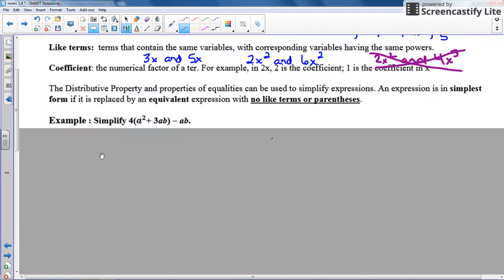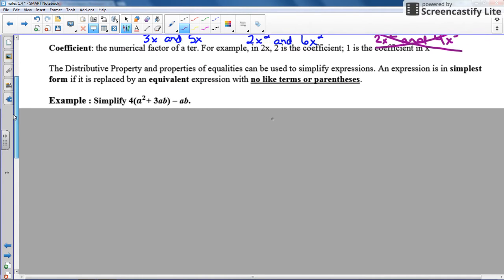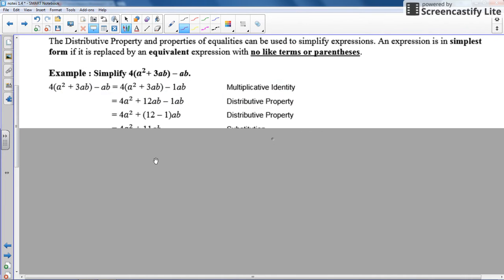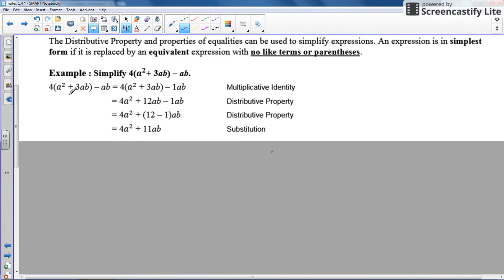So here we're going to look at simplifying an expression using the distributive property. And I didn't write it, I left it all typed out for you. So we're going to use our distributive property, and you can draw the arrows if you want. So 4 times a squared gives us that. 4 times 3ab gives us 12ab, and then minus the 1ab.